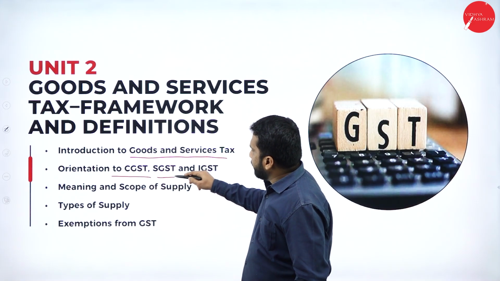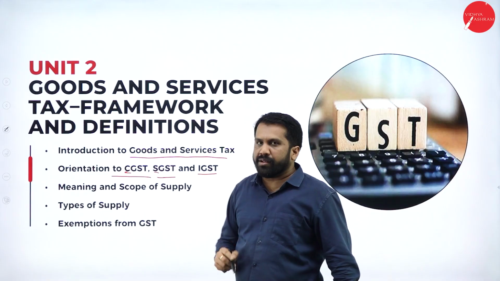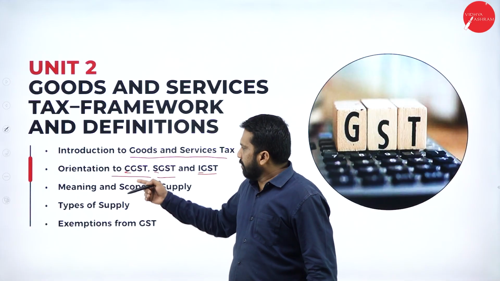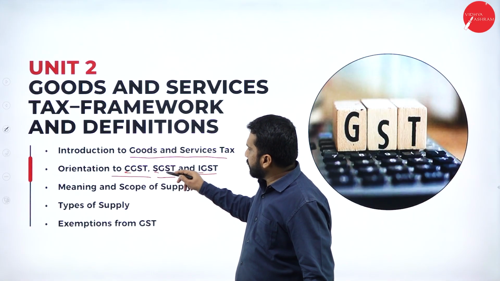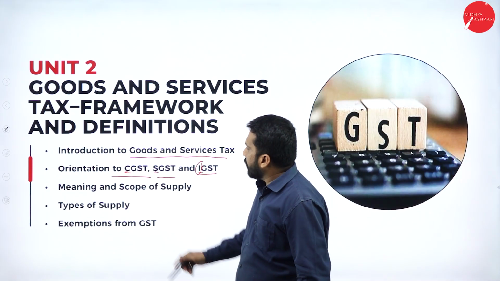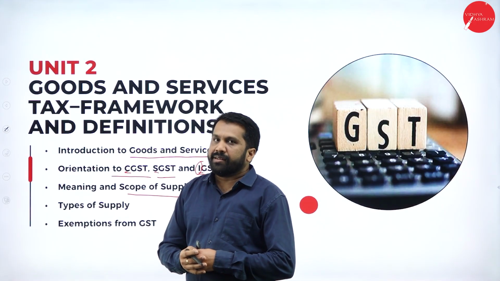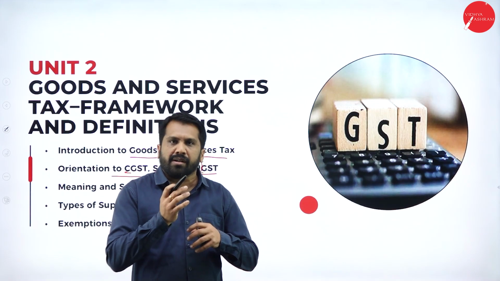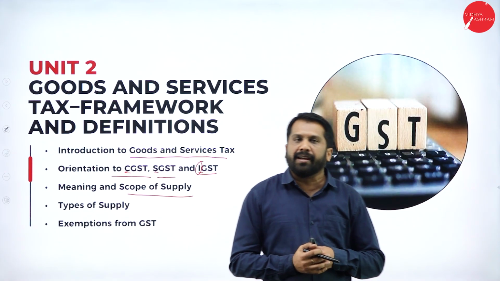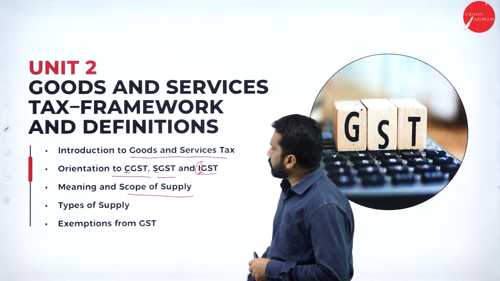Orientation to CGST, SGST, IGST. Remember, C for central, S for state, and I for integrated. Hope you are clear. Central goods and service tax, state goods and service tax, and integrated goods and service tax. Next, meaning and scope of supply. This is the most important. Supply. You have a separate unit for that. As I told you, place of supply, value of supply, and time of supply. That is a complete unit. You have a theory as well as practical in that particular topic.